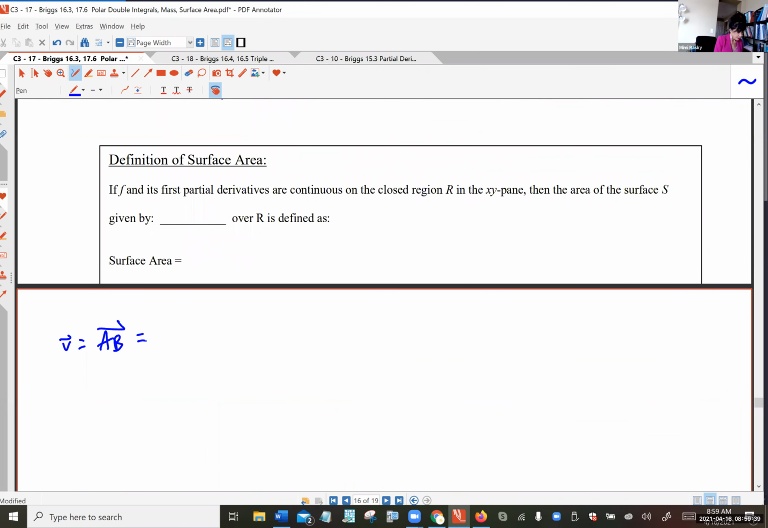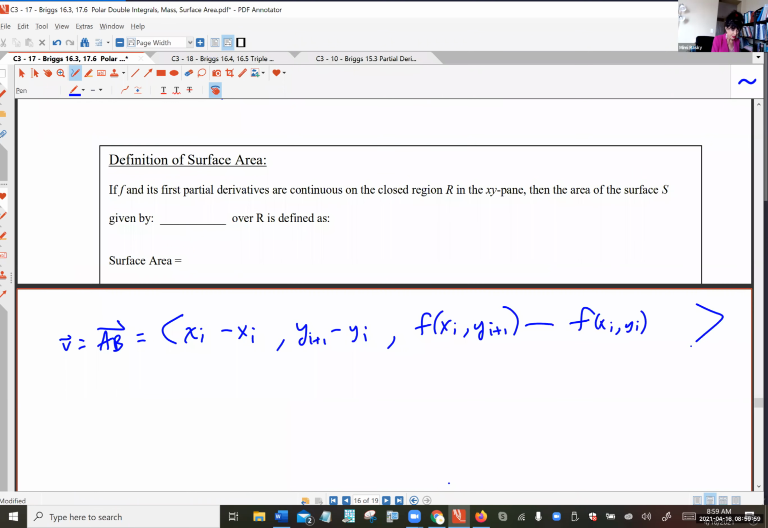So AB, take the difference of the x coordinates. Oh, x sub i minus x sub i, hey, that's 0. And then we're going to go y sub i plus 1 minus y sub i. And then we'll do f evaluated at x sub i, y sub i plus 1 minus f evaluated at x sub i, y sub i. Fine. Now we're going to do some of the cleanup. This is 0. This is going to be renamed delta y sub i. And then this y sub i plus 1, if you solve the equation that delta y sub i equals the difference of the y's, if you solve it for y sub i plus 1, you will get y sub i plus delta y sub i.